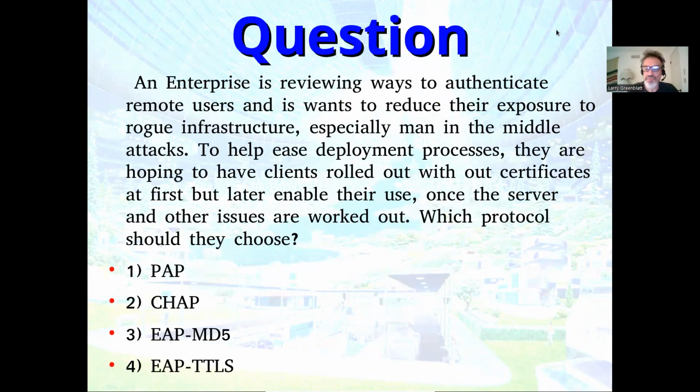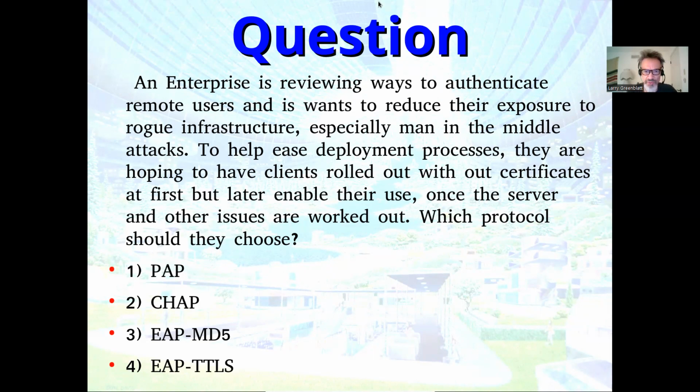An enterprise is reviewing ways to authenticate remote users and wants to reduce their exposure to rogue infrastructure, especially man-in-the-middle attacks. To help ease deployment processes, they're hoping to have clients rolled out without certificates at first, but later enable their use once the server and other issues are worked out. Which protocol should they choose?